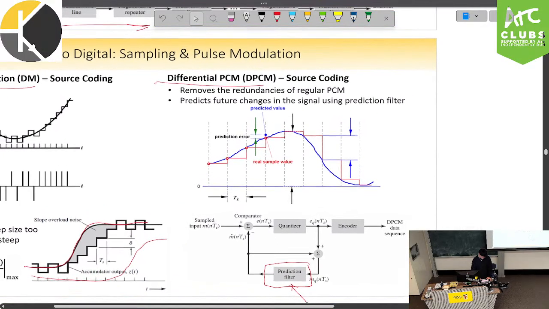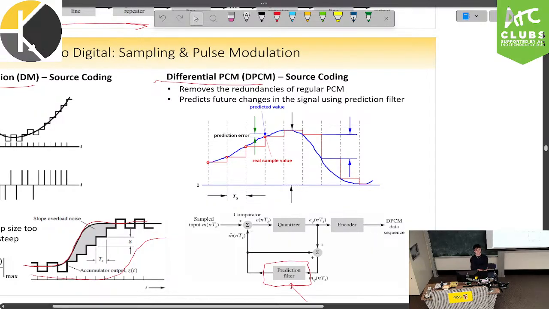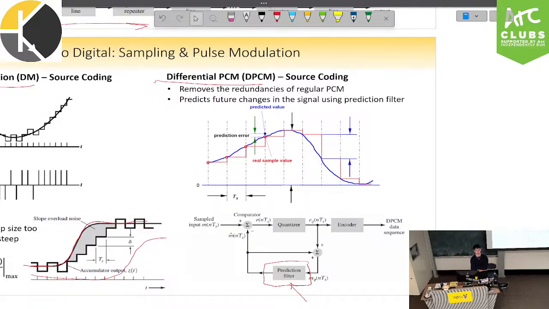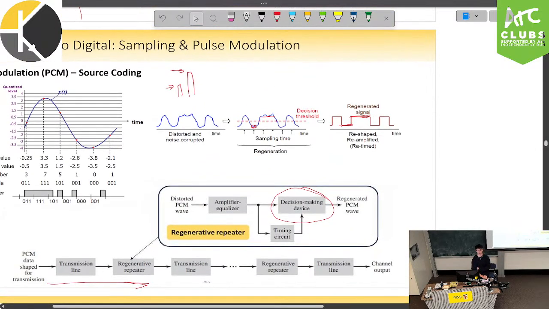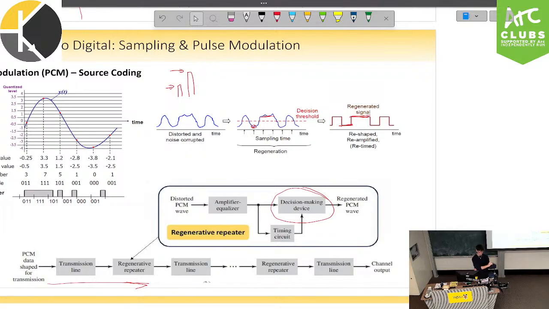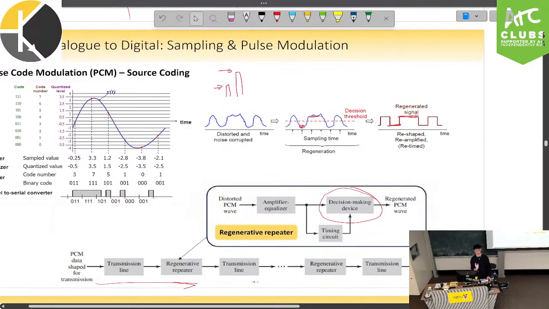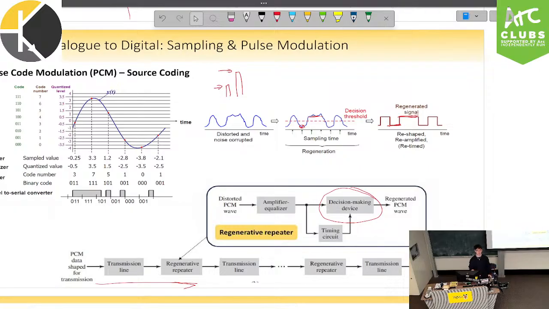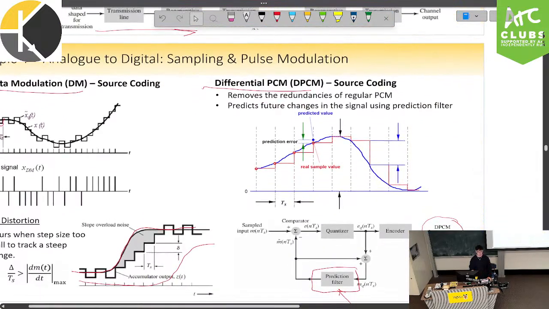Does it sample at a different rate based on the prediction filter's decision? It won't sample at a different rate. The only thing that will change is the sequence that it outputs. Because the sampling rate is defined by your PAM, right? It samples at regular rectangular intervals, and then what your PCM does is it just takes those rectangles and creates some sort of bitwise output, which corresponds to that PAM signal.